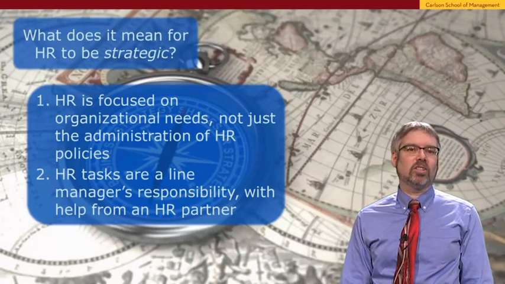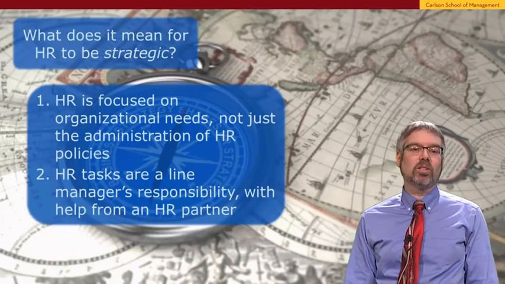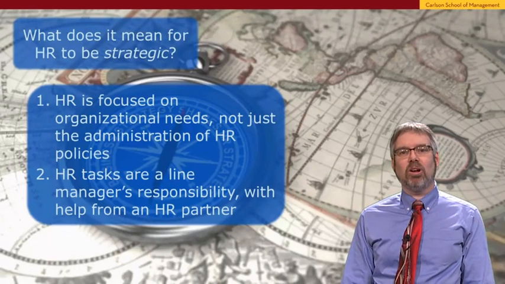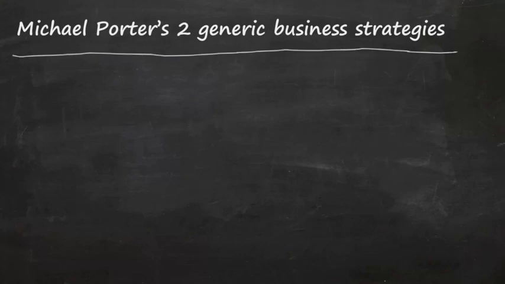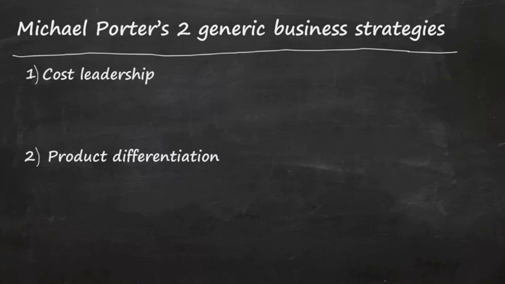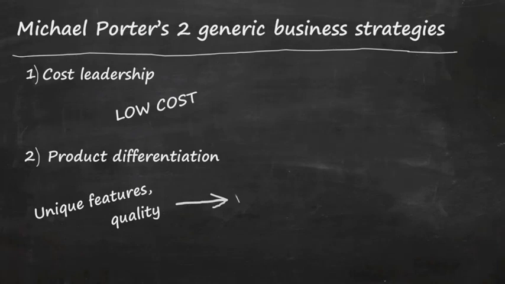Okay, so now let's look at the relationship between organizational strategy and HR policies, first starting with business strategy. And I'm going to use a very popular, simple, two-dimensional approach to business strategies, Porter's two generic business strategies. First strategy is cost leadership. Second is called product differentiation. As the name suggests, in cost leadership, low cost is key, whereas in product differentiation, differentiation, of course, is key.